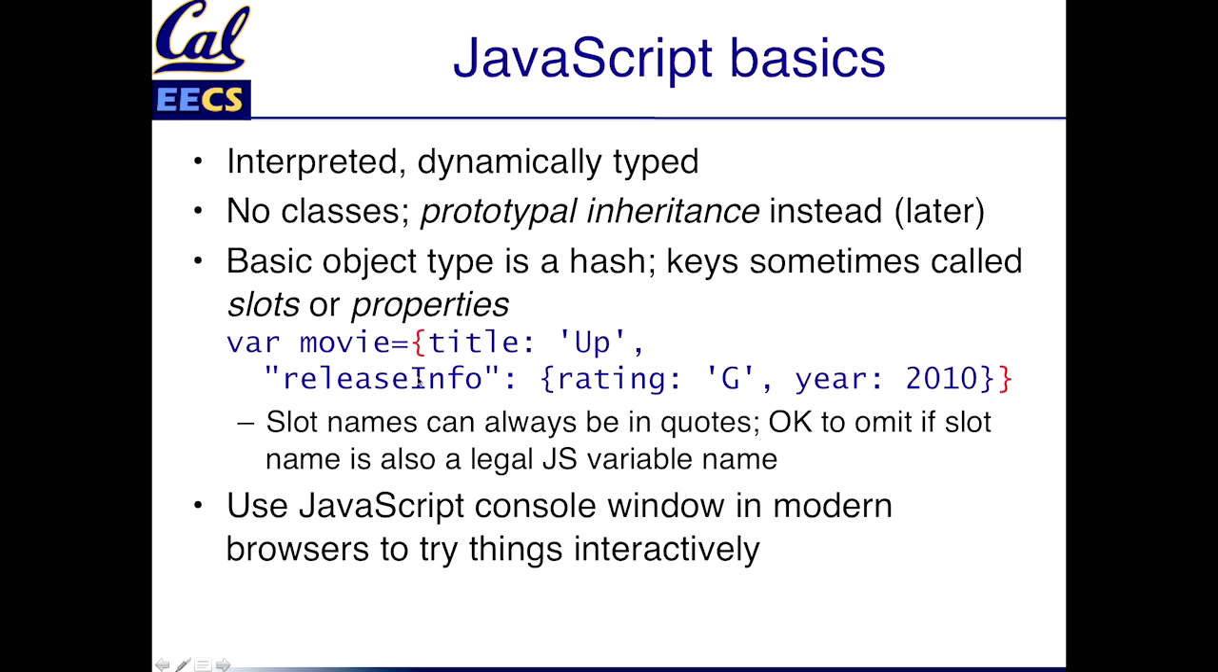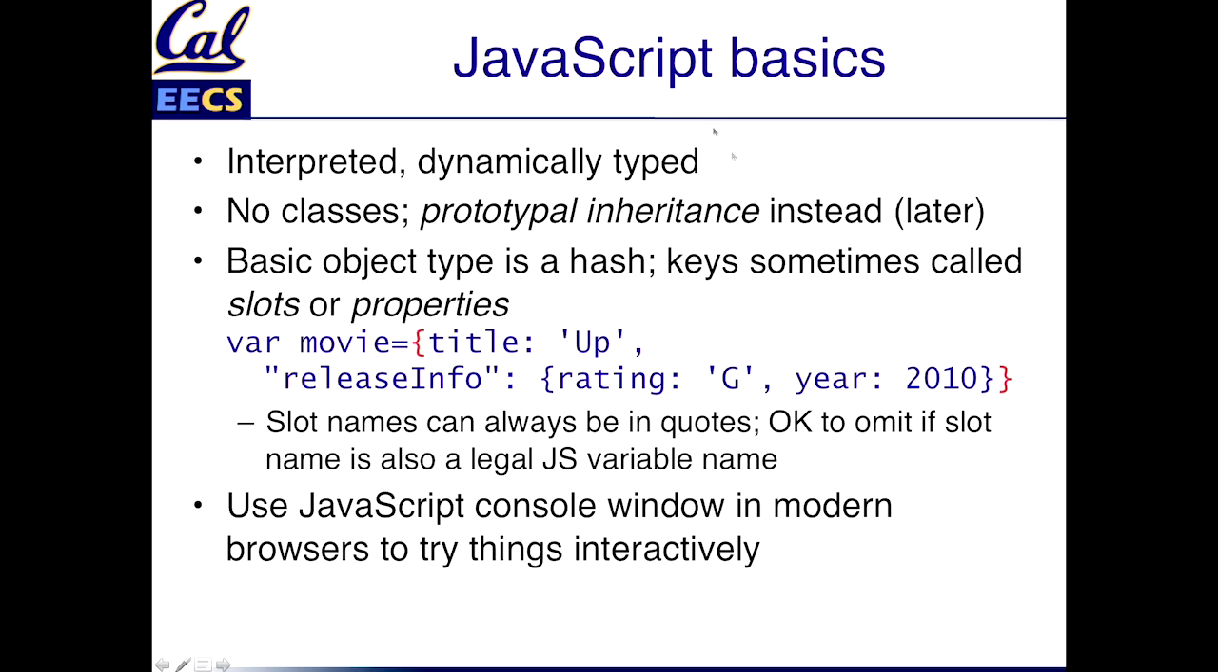It's got a title slot or property. Slot and property are the JavaScripty ways of talking about hash keys. It also has a release info property. And the release info property, its value is, in turn, another object. So objects can be nested. The value of an object's property can be another object. In fact, the value of an object's property can be any legal JavaScript object.